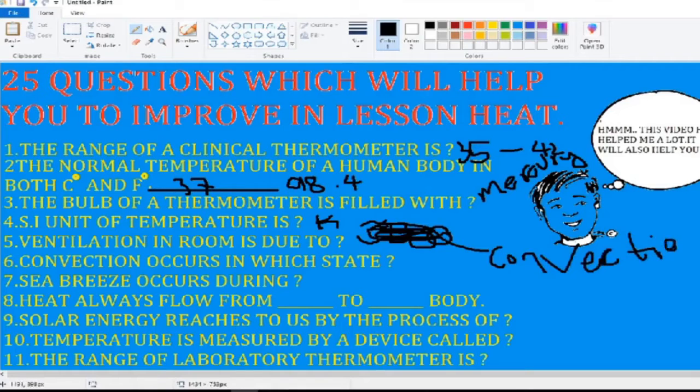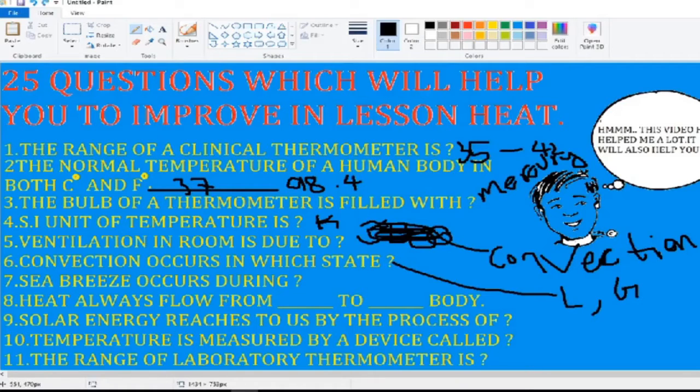Now coming to the sixth question. The sixth question is also easy. Convection occurs in which state? If convection happens, it should replace. You can't replace in solid, but you can do it in liquid, hot to cold, and especially in gases. So it can be done in liquid state and gas state.